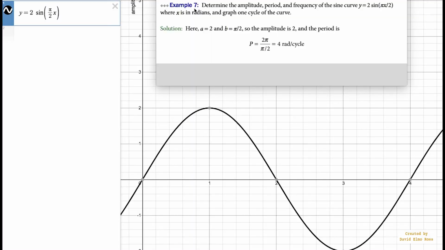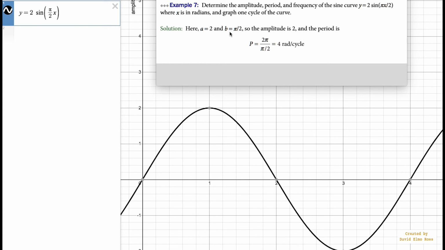Let's now look at example 7. It says determine the amplitude, period, and frequency of the sine curve y equals 2 sine pi by 2x, where x is in radians. And it says graph one cycle of the curve. We have y equals 2 sine pi by 2x. So if we take a look, a is definitely 2. As we can see here, we've got an amplitude of 2.